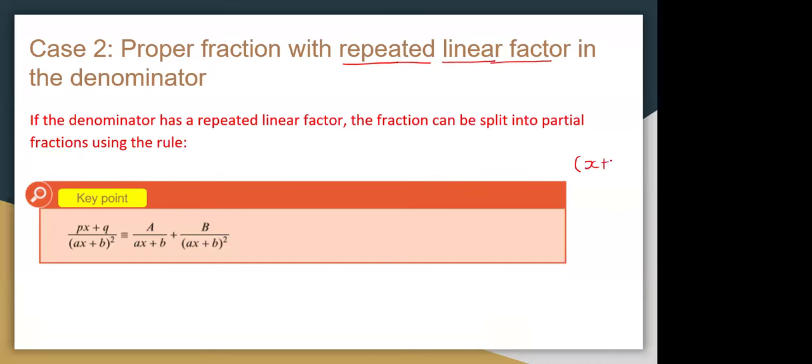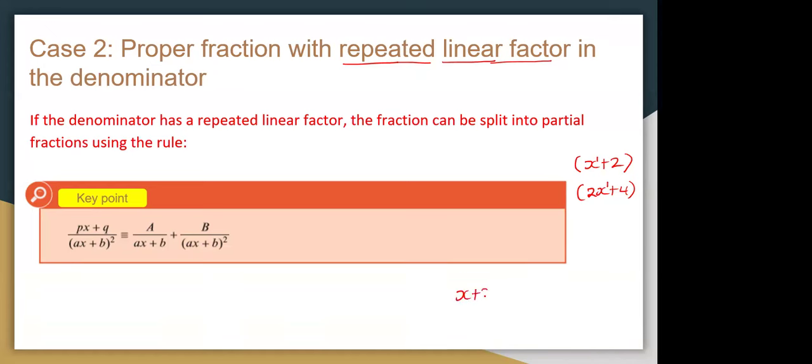Take an example. When I look at x plus 2, this is what we call a linear factor. When I look at maybe 2x plus 4, still this is a linear factor. You look at the value of the unknown, of the variable, or the value of x. The moment you find that the power is 1, then that means it is a linear factor. However, we are going to look at those linear factors that are repeated.